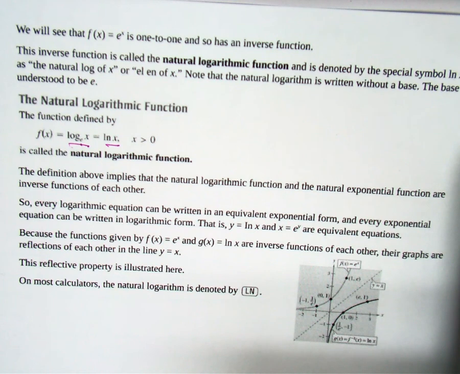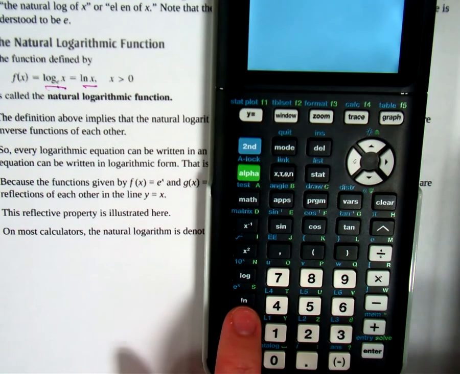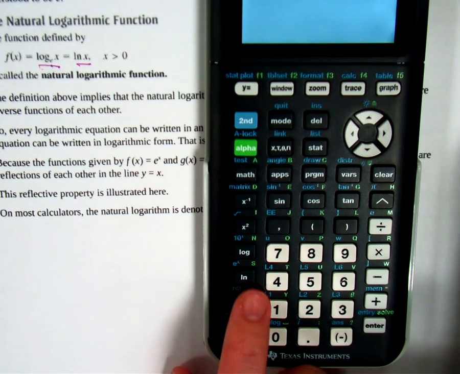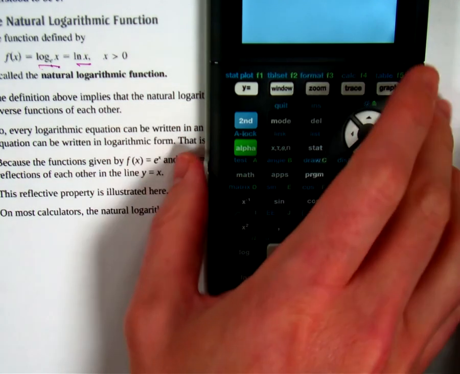The definition above implies the natural log function and the natural exponential function are inverses of each other. Yep, that's true. That's where they came from. They're inverses of each other. And you can see that their graphs are also reflections over the line y equals x. On your calculator, the ln button is right there next to the log button, just down here below it. It's a lowercase ln, not a capital LN. So if you need to find that, that's where it is.